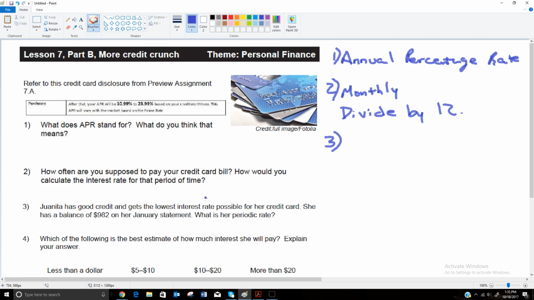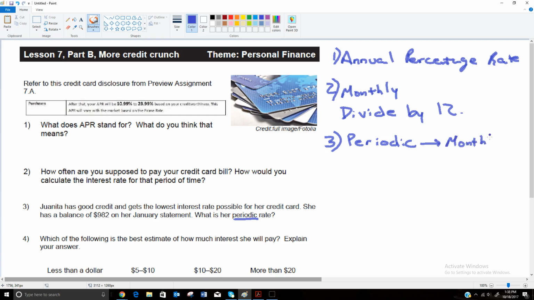So it says Juanita has good credit and gets the lowest interest rate possible. She has a balance of $982 on her January statement. What is her periodic rate? Now, they never explained to us exactly what periodic means. So periodic is just simply a rate for a certain period, and for a credit card, that period would be monthly. So let's kind of write that down. When they say periodic rate for these credit card problems, that's the same as saying monthly.